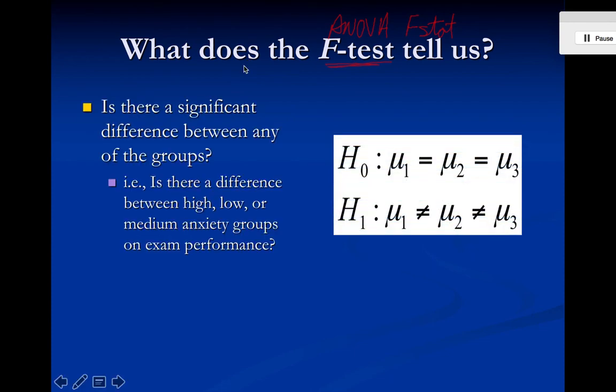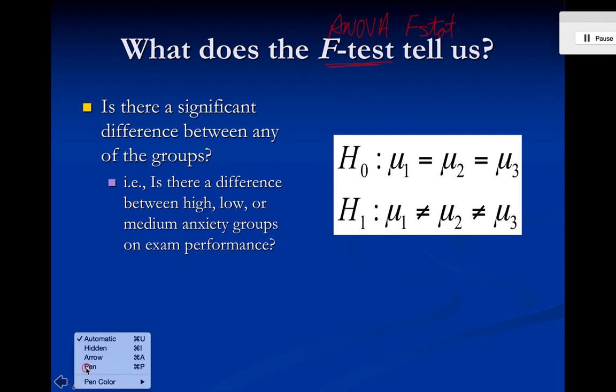Ultimately, an F-test is essentially asking the following question: is there a significant difference between any of the groups that I'm comparing? And again, a minimum of 3 groups. I can have more than 3 groups, but a minimum of 3. So in our particular case, it's asking, is there a significant difference between high, low, or moderate anxiety groups on exam performance, or on memory score, or whatever your dependent variable is? Is there any difference between those 3 groups?